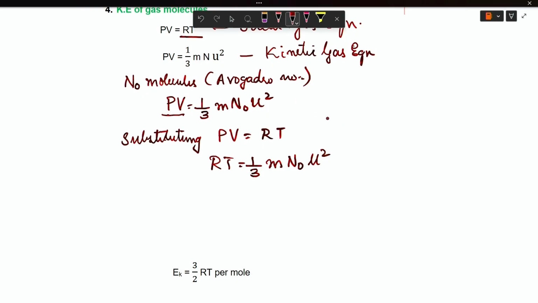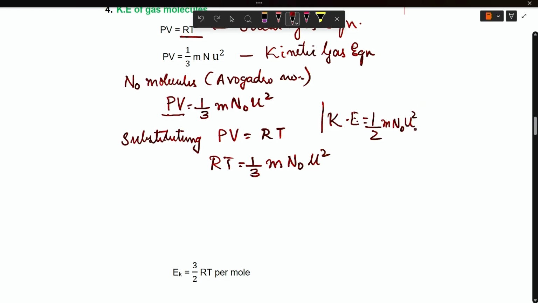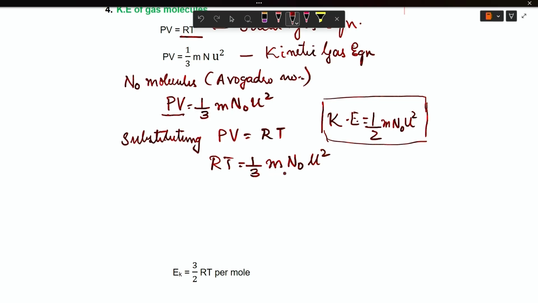Okay. Now, here we do not have any kinetic energy term. We know that kinetic energy is equal to half into, for so many molecules I can put it as m n 0 u square, because this is what we are going to consider in this case, that is mass into n 0 number of molecules, which will be the molecular mass. Okay. Now, this is the case when we have 1 by 2, but here we are having 1 by 3.